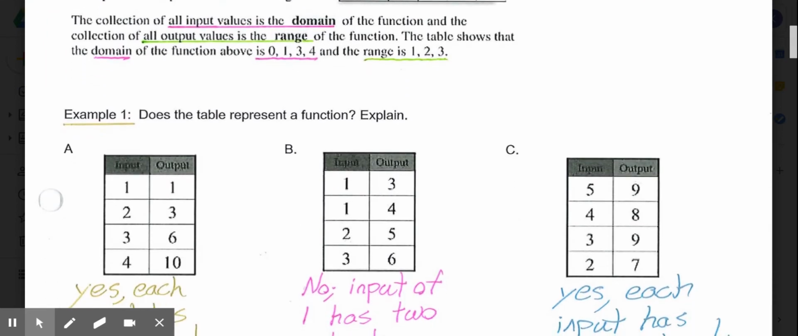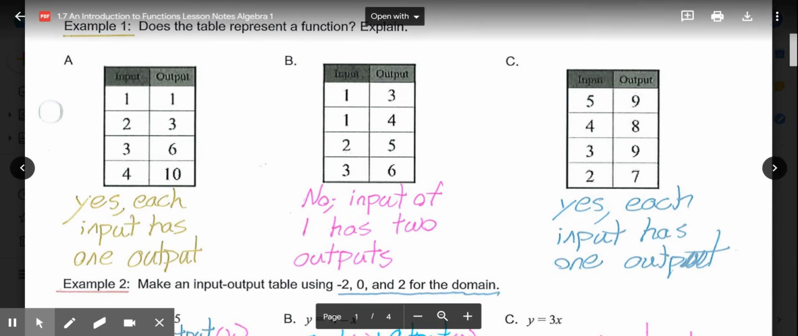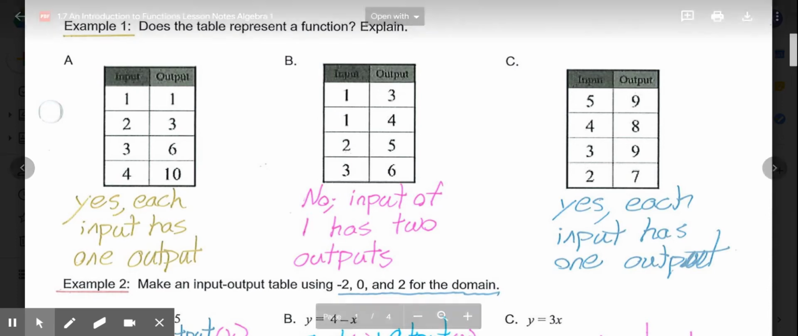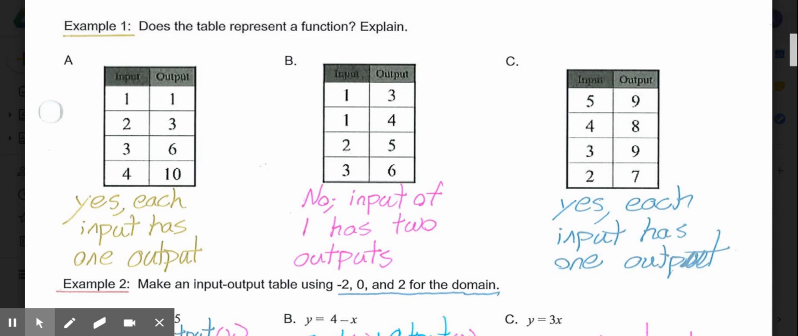So example 1 is just looking at 3 different input-output tables and stating whether or not they are a function. So remember, for a function, each input has to have exactly one output. So if we look at A, we have 4 inputs, 1, 2, 3, and 4, and the outputs of 1, 3, 6, and 10. So each input has one output, so yes, that's a function.